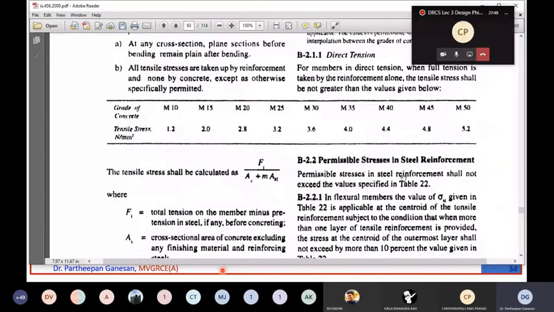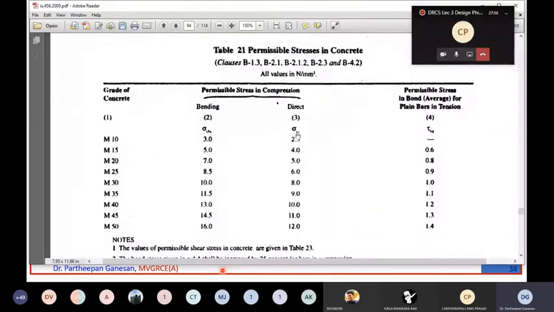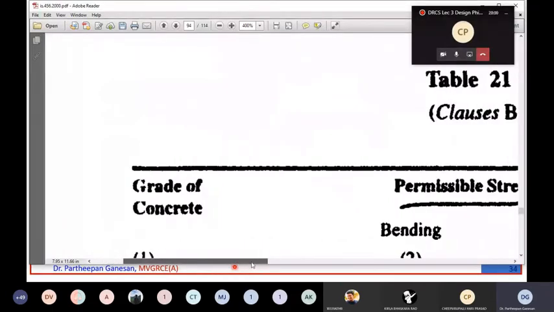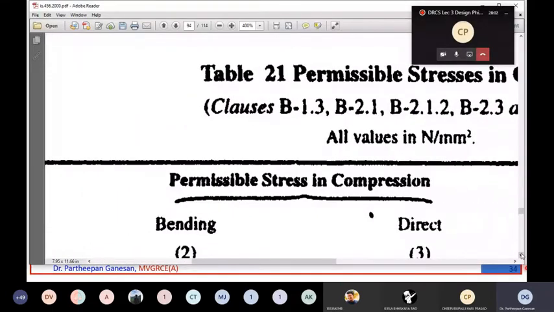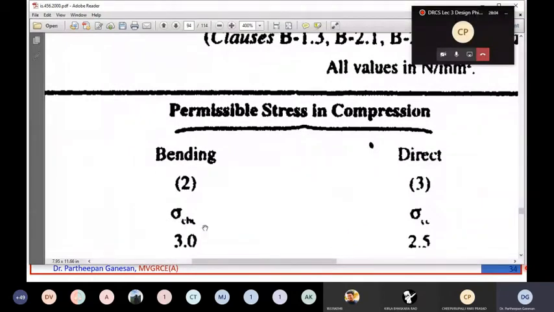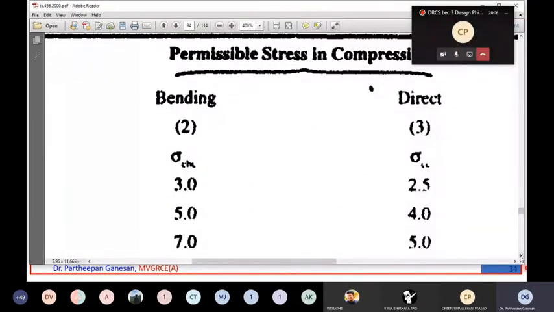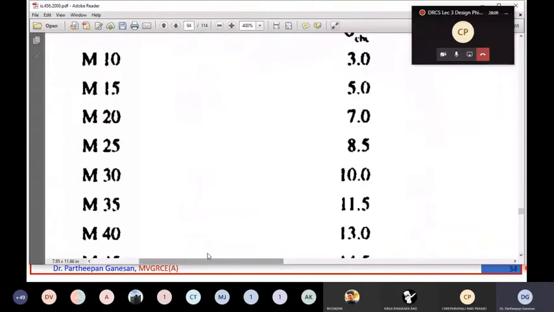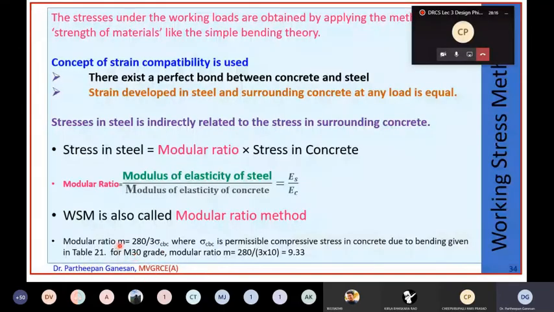So for M30 concrete, this is sigma cc, this is sigma cbc. It's not very clearly visible, but if I zoom in on that area, you will easily be able to see. See, this is sigma cbc, this is sigma cc. So for M30 grade concrete, sigma cbc is 10. So you can easily find out for M30 grade concrete, modular ratio m is equal to 280 divided by 3 sigma cbc. The sigma cbc for M30 concrete is 10. So 9.33 is the modular ratio.